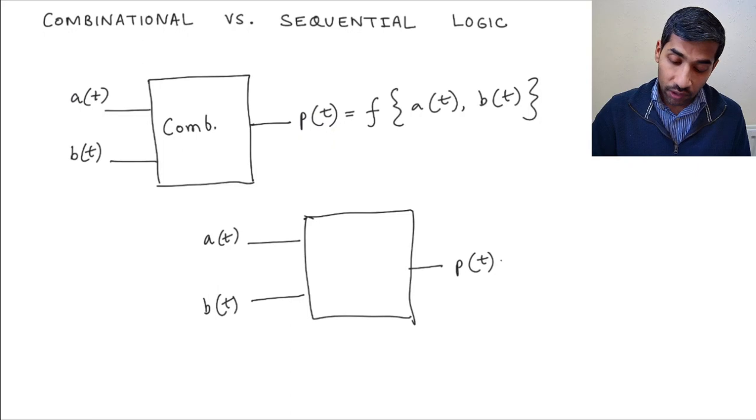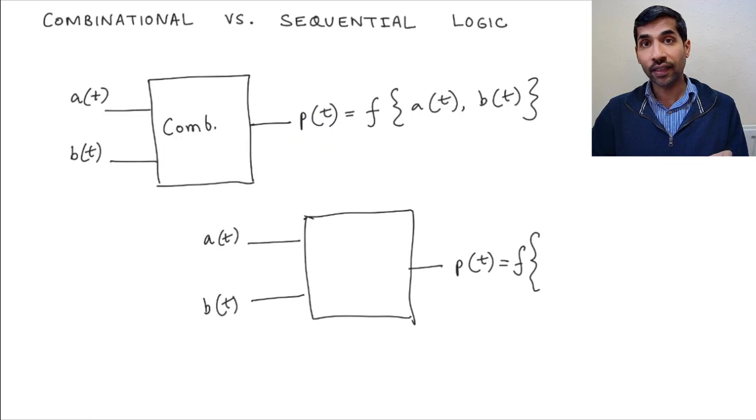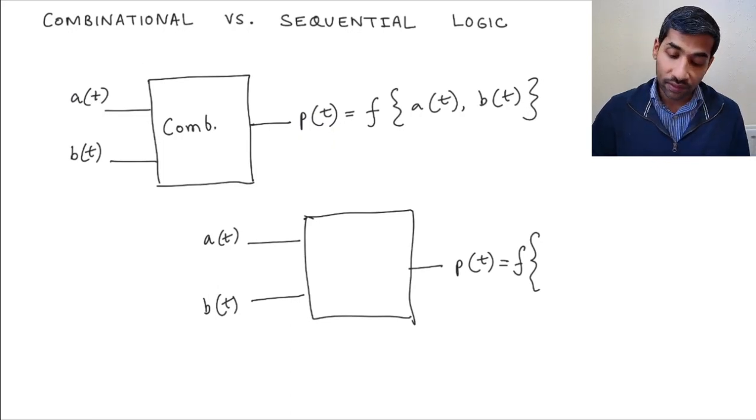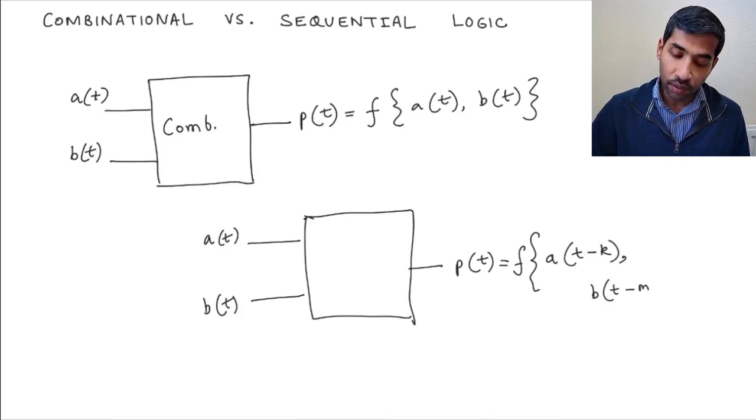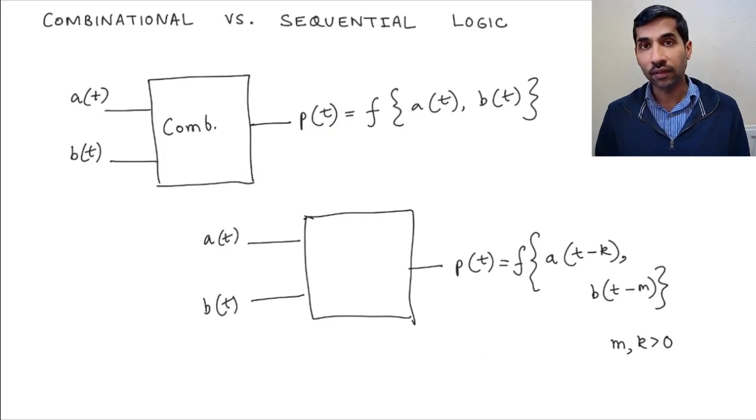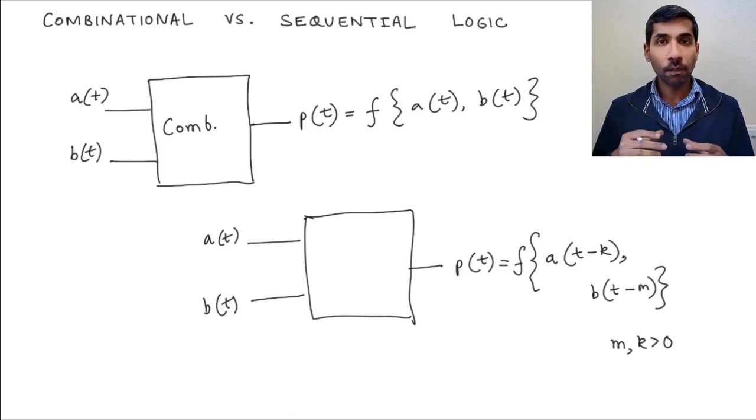But in a sequential circuit, the output is not just a function of the inputs at that particular time, but also at previous time instances. So it's a function of A(t-k) and B(t-m), where m and k are greater than 0, and they can be any values, right? Does that make sense? Because you have a memory built into your system, your output can respond to previous inputs as well, and not just the present inputs.